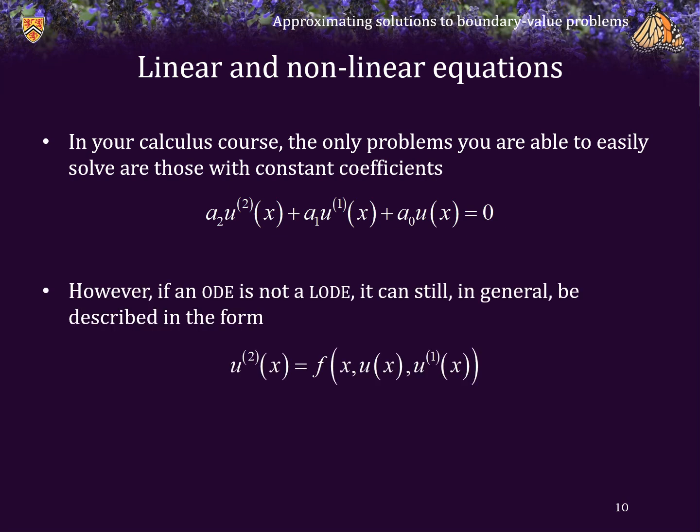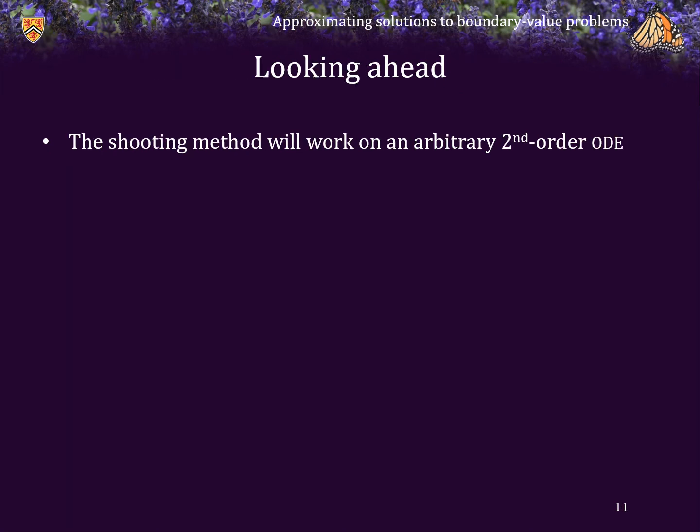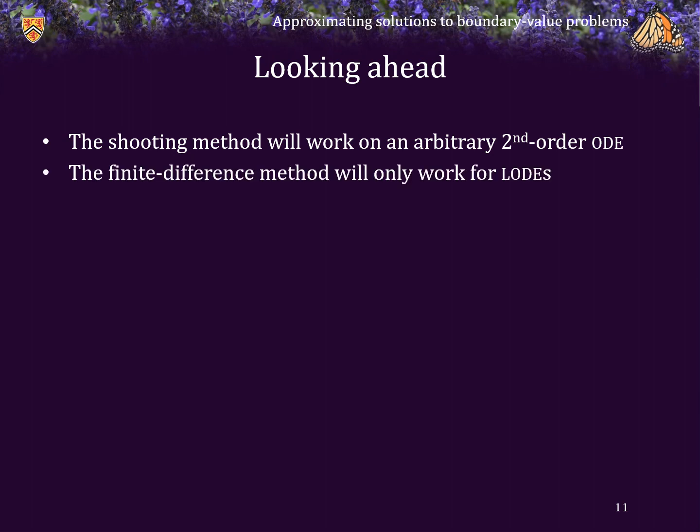Now, however, if an ODE is not a linear ODE, once again, due to the implicit function theorem, we can generally, almost always, rewrite the ODE in terms of the second derivative of the unknown function being a function of x, u of x, and its derivative. Now, the first technique we're looking at, the shooting method, is going to work on an arbitrary second-order differential equation. On the other hand, the finite difference method we will look at next only works for linear ODEs.